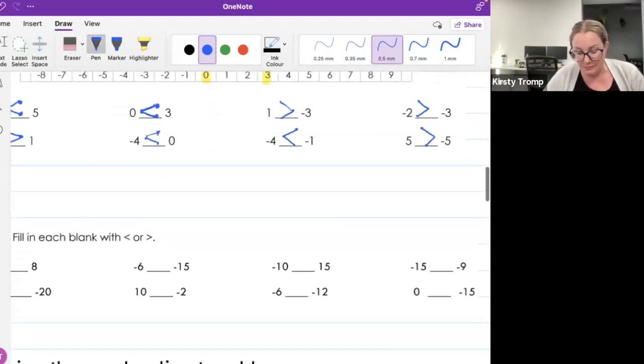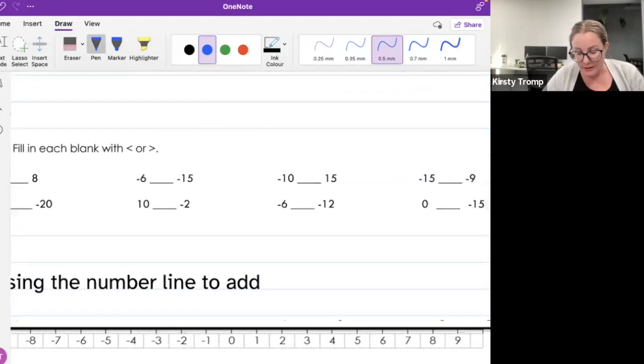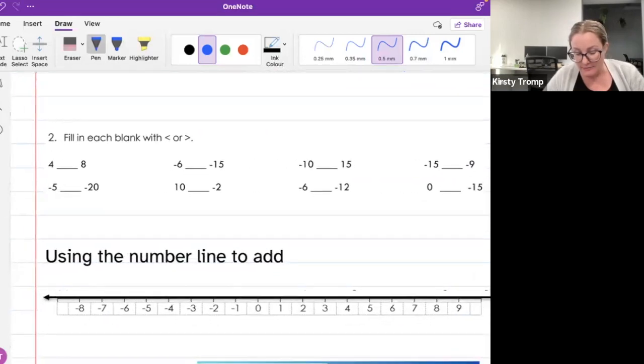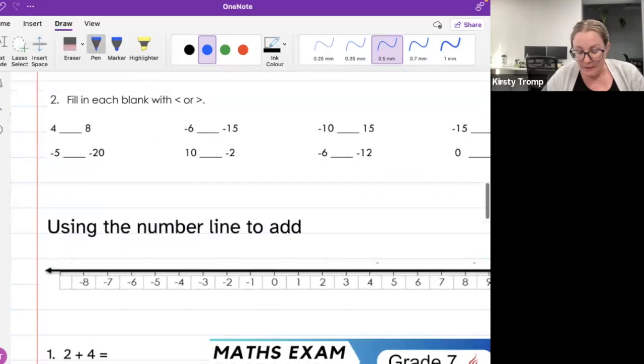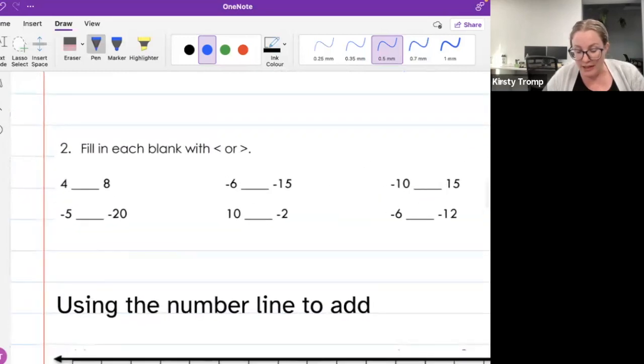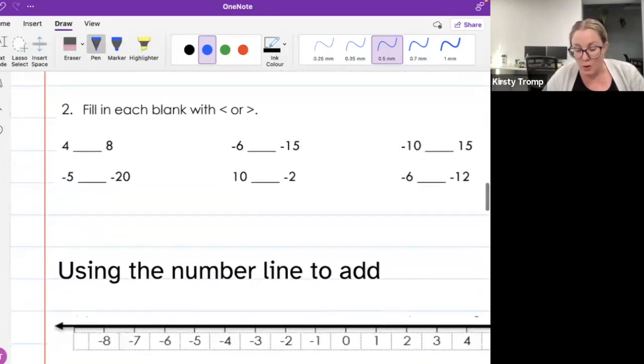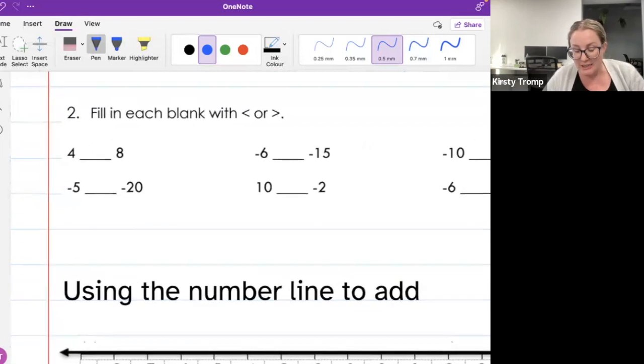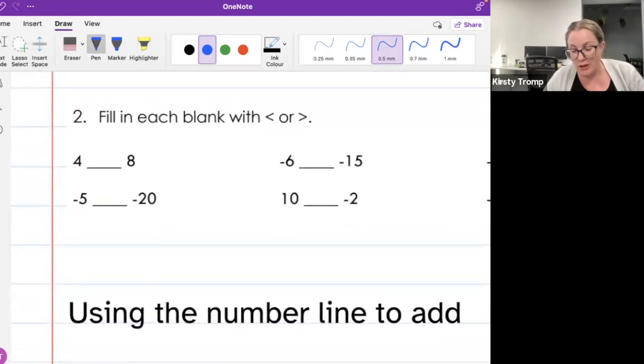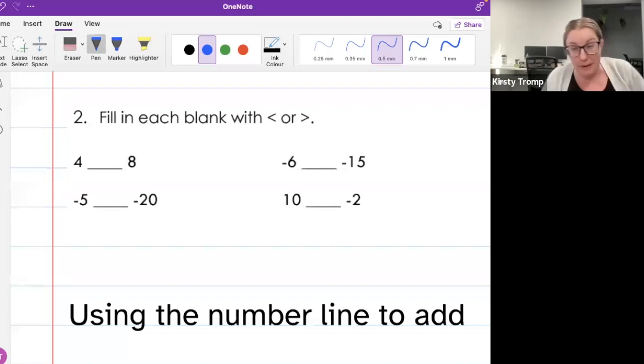Okay, so the next part says to us, fill in the blanks with a greater than or a less than symbol. Now I haven't given you a number line, but can you do the sum without having a number line? All right, you can. You can do the sum without doing a number line.